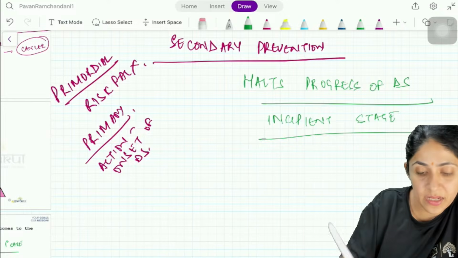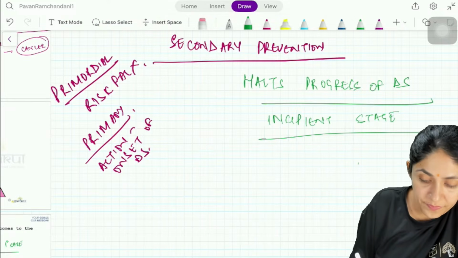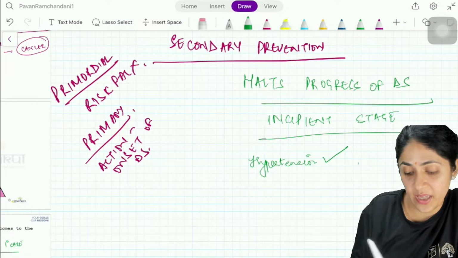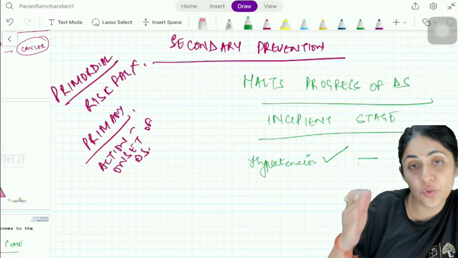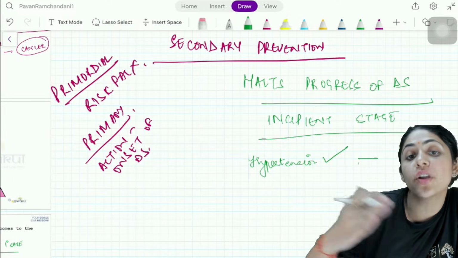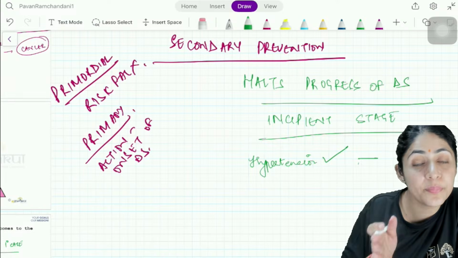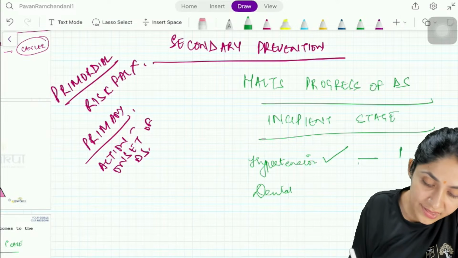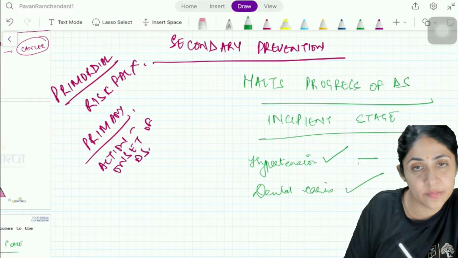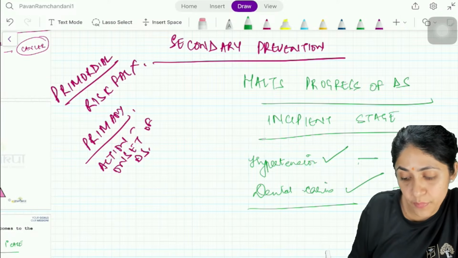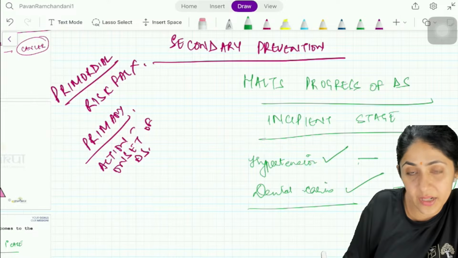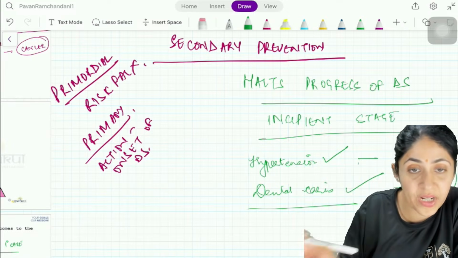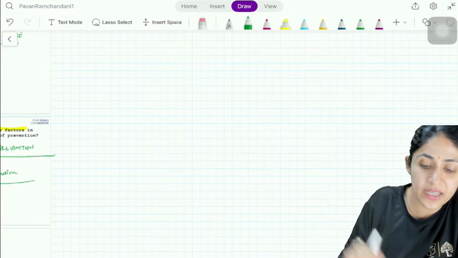For example, the disease is present, hypertension is present. Now you want to prevent that hypertension from progressing further. Your aim is that that person should not receive a heart attack. Dental caries, the disease is present. In secondary prevention, dental caries is present, you do not want the pulp to get involved. You do not want a heart attack. So in secondary, we prevent any progression of disease. Understood? That is secondary prevention.